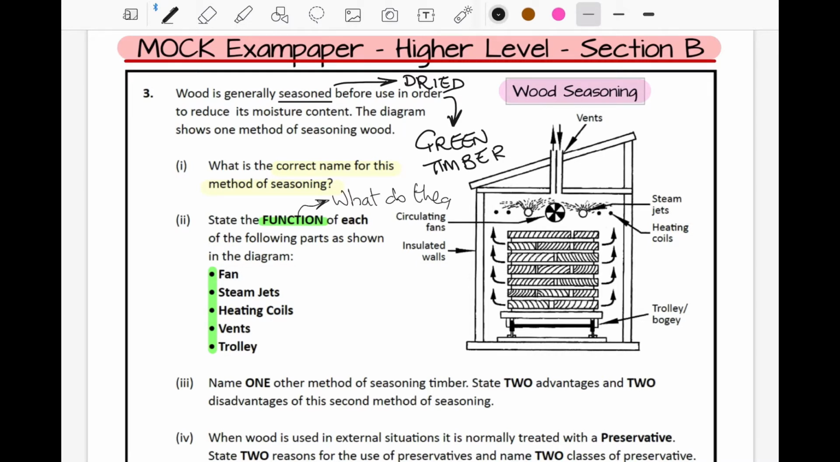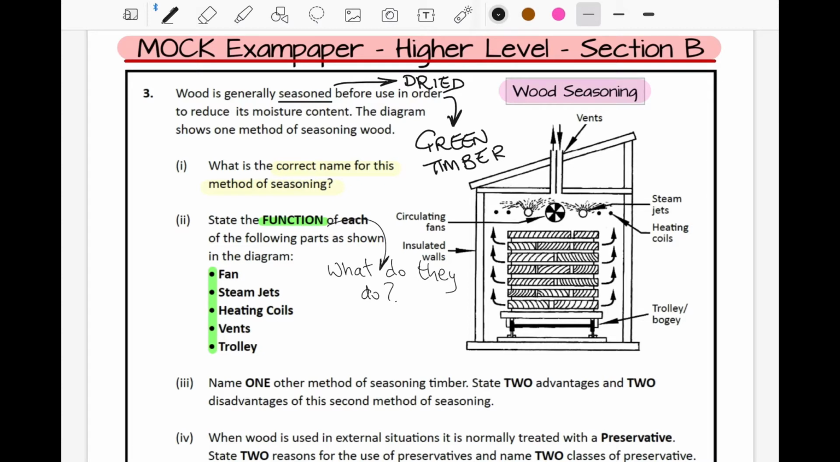Oh God, my writing's terrible. Hang on, let me fix this. What do they do? Your function is to be a student, to learn, hopefully.